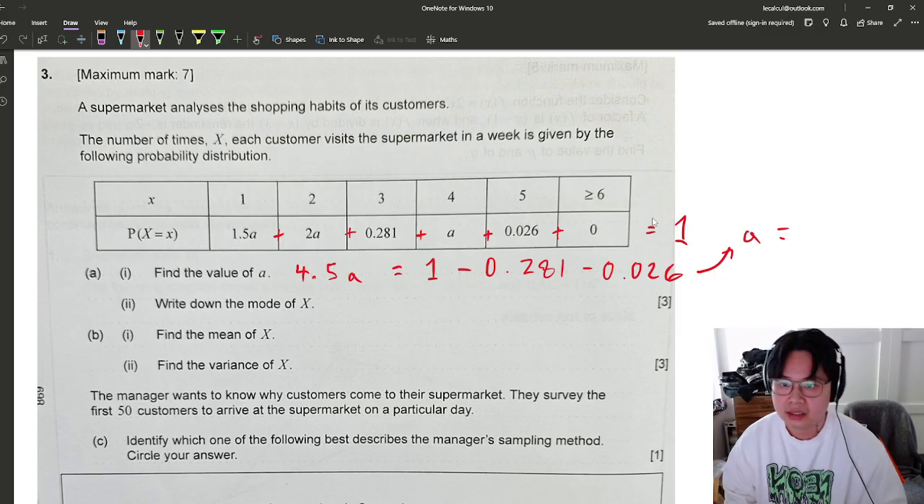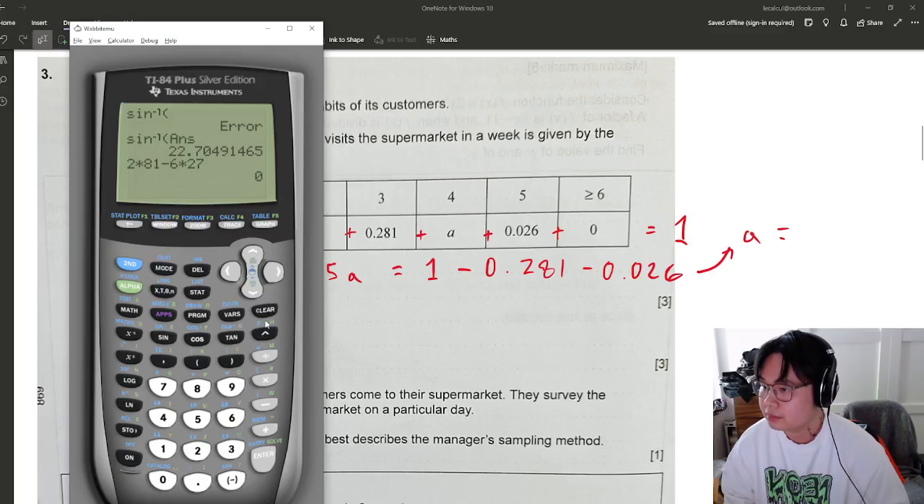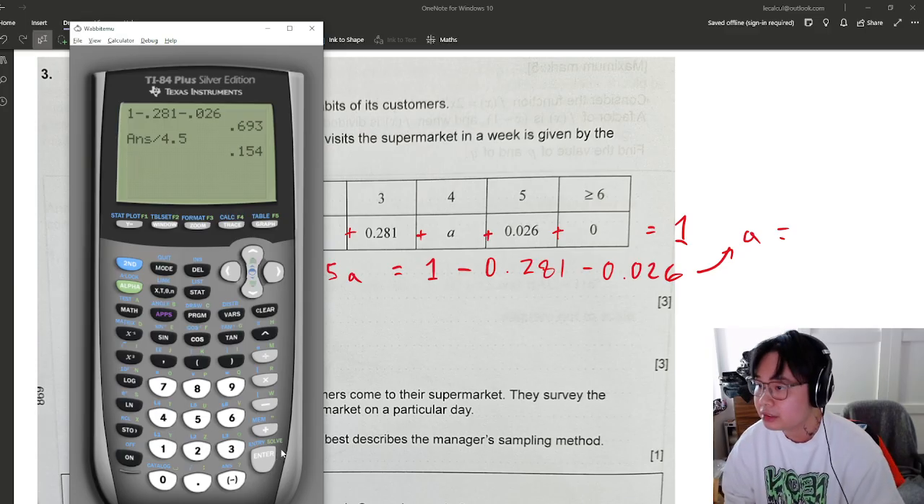So A is going to be 1 minus 0.281 minus 0.026. Divide this by 4.5. So 0.154.